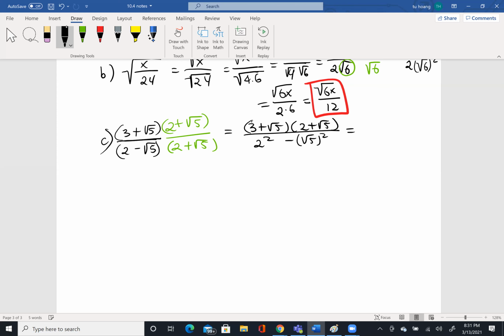And now you can multiply the top and have 3 times 2 equal to 6. 3 times square root 5 is going to be plus 3 square root 5, and then square root 5 times 2 is going to be plus 2 square root 5. And square root 5 times square root 5 is going to be plus 5. Divided by 2 squared, which is 4, minus 5.